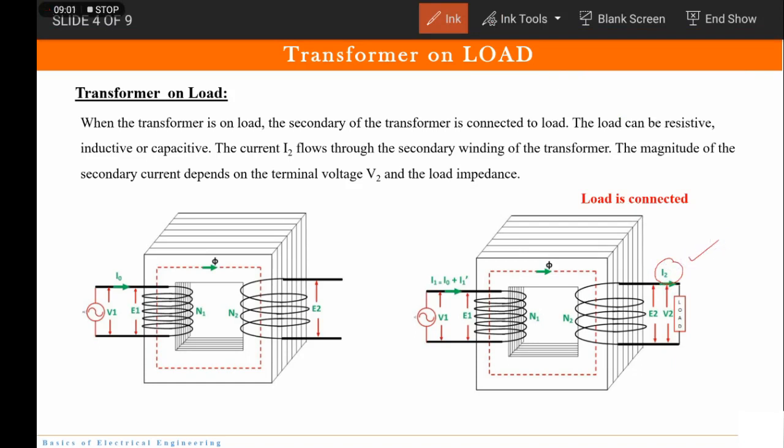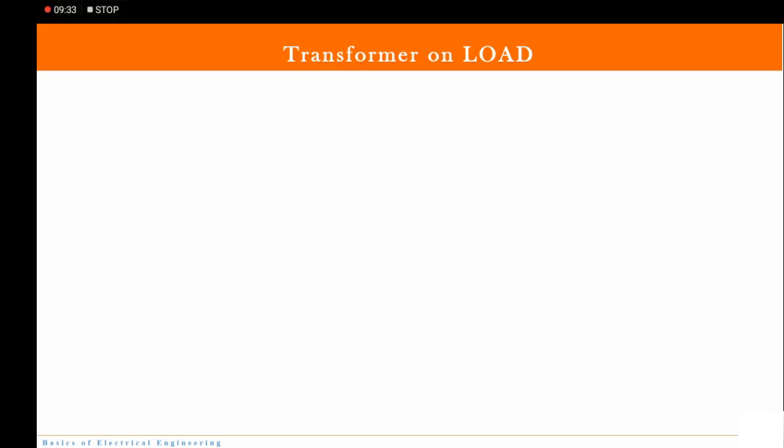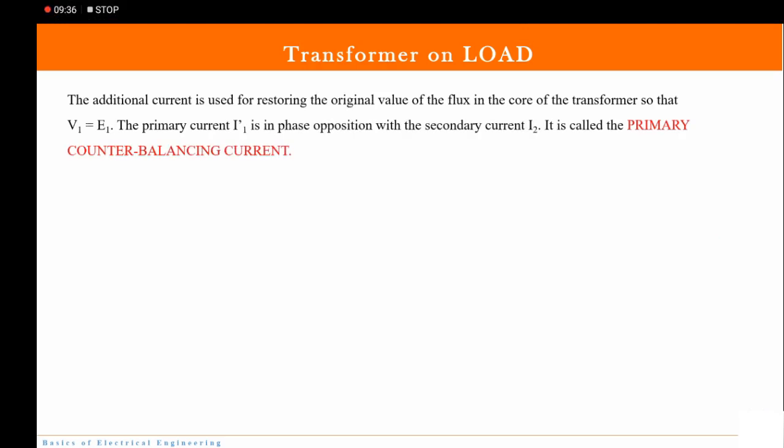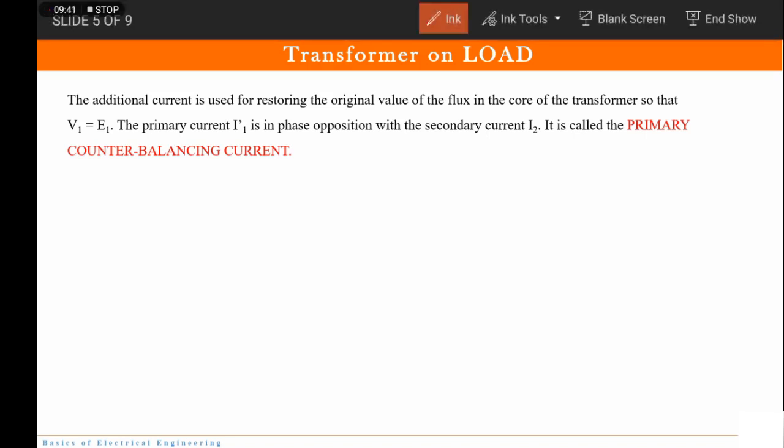Now when this starts flowing, it sets up its own flux, isn't it? Whenever alternating current flows through a winding, it sets up its own flux, correct? Now let us talk about the magnitude of I2 and the phase relation of I2. All this depends on the type of the load, correct? The phase between I2 and V2 will depend on the type of the load, and the magnitude will depend on the voltage and the impedance.